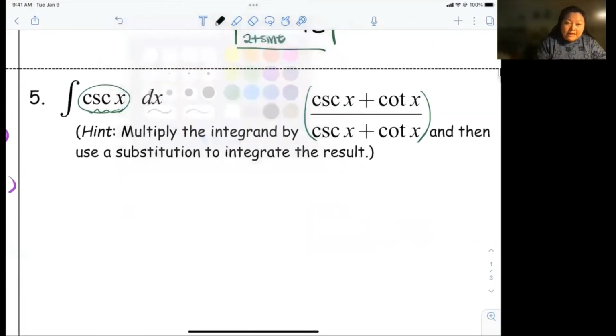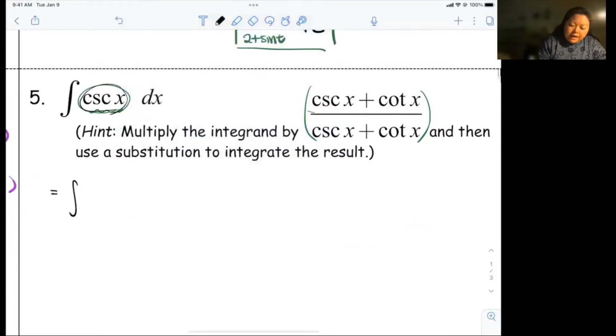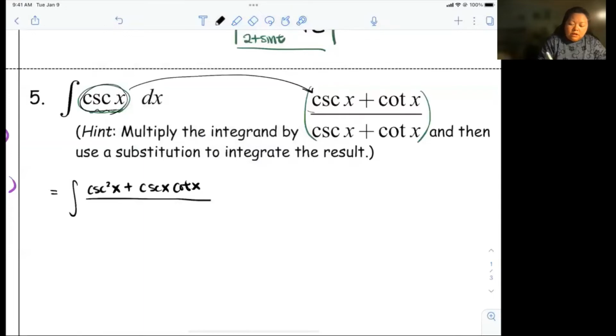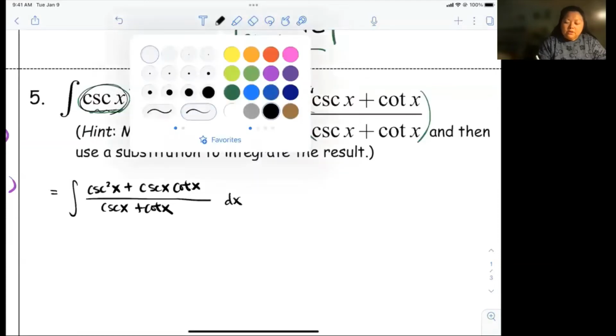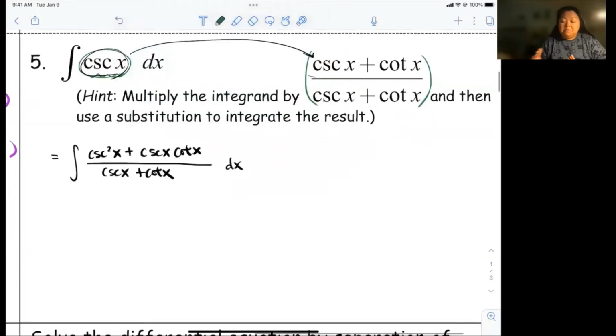So I'm going to take that advice and say, all right, my new integral is going to be this multiplied by this fraction. So really, you're multiplying this to the numerator. So you get cosecant square x plus cosecant x cotangent x all over cosecant x plus cotangent x, and don't forget your dx. Now I have this lovely bigger fraction. My hint to myself was set the denominator as my u. u is cosecant x plus cotangent x.